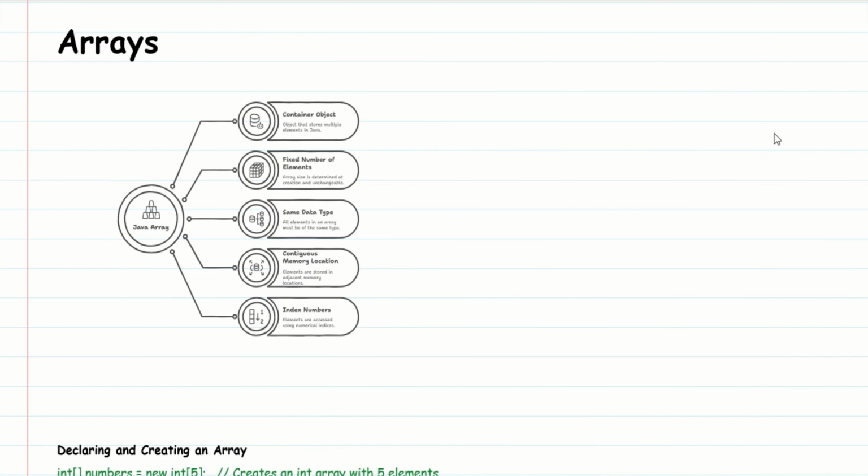An array in Java is a container object that holds a fixed number of elements of the same data type. It stores elements in a contiguous memory location, and you can access them using index numbers. So let's see how we can create, initialize, and access an array in Java.